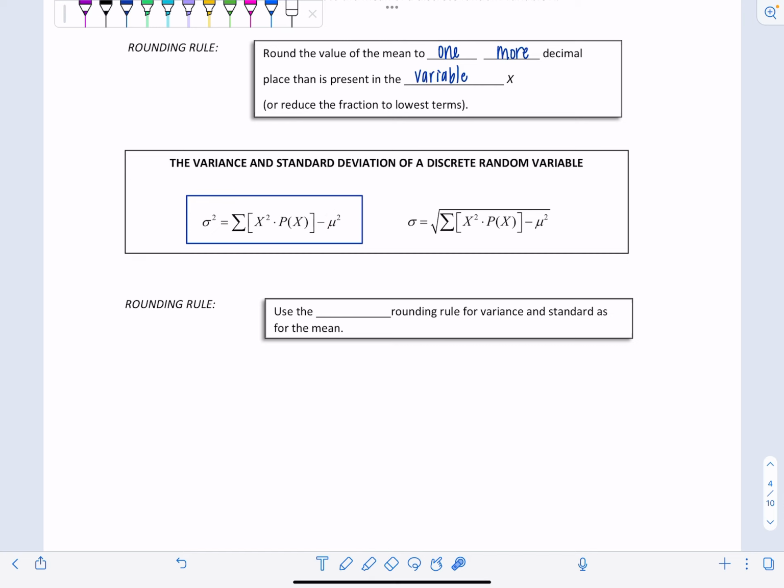Even if they don't tell you to find the mean, if they ask for the variance, you do have to find the mean first. Otherwise, you can't compute it. And then this is just telling you, hey, to get standard deviation, you take the square root of the variance, which we know. Okay, that will never change. And again, rounding rule, you would just use the same rounding rule for variance and standard deviation as for the mean. So just one more than we have in our variable, okay?